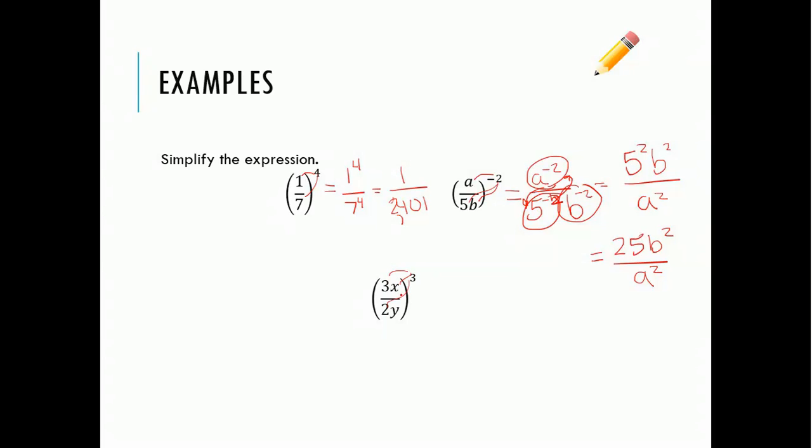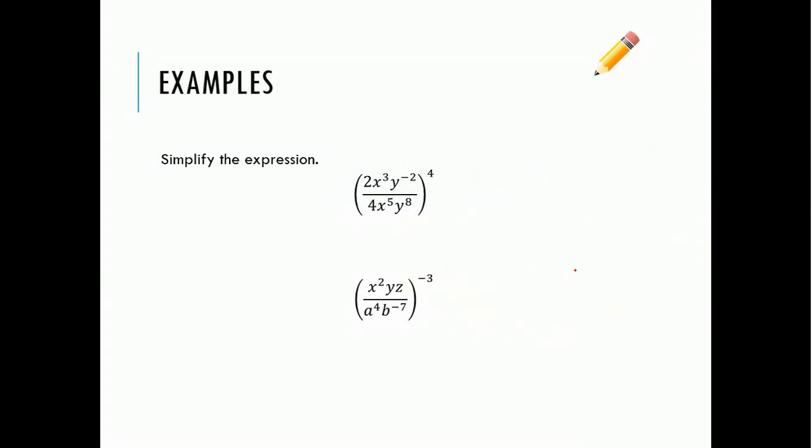Let's give this 3 to everybody here. So I'll get 3 to the 3rd, x to the 3rd, 2 to the 3rd, y to the 3rd. So 3 to the 3rd is 27, right? Because 3 times 3 is 9, times another 3 is 27. x to the 3rd. 2 to the 3rd is 8. And I still have y to the 3rd. And 27 and 8, think through this: does that simplify at all? No, that doesn't simplify. So my final answer would be that particular answer.